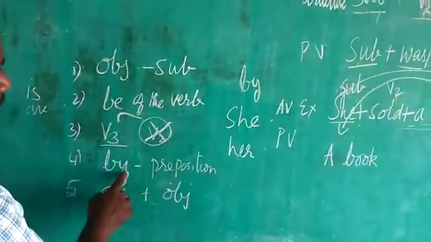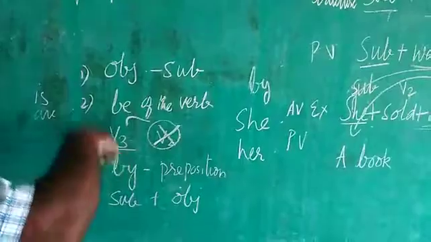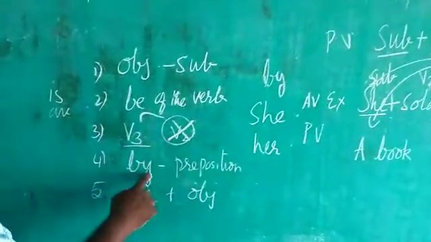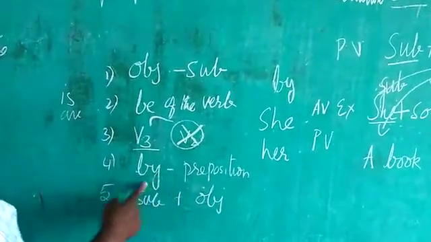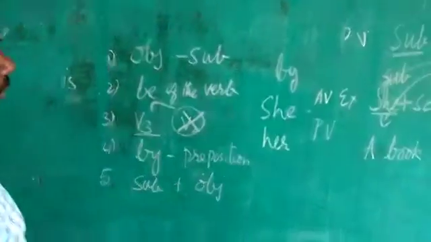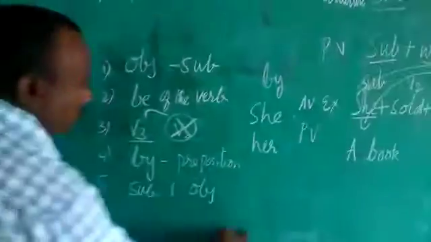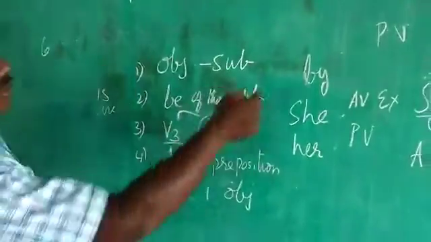4th one, you have to take the preposition. When subject is becoming the object, before the object you take the preposition. When we go into the sentence, you will understand where we take this preposition by. And the last one is subject will change into object. These are the 5 steps you have to remember, children, when you change active voice to passive voice.